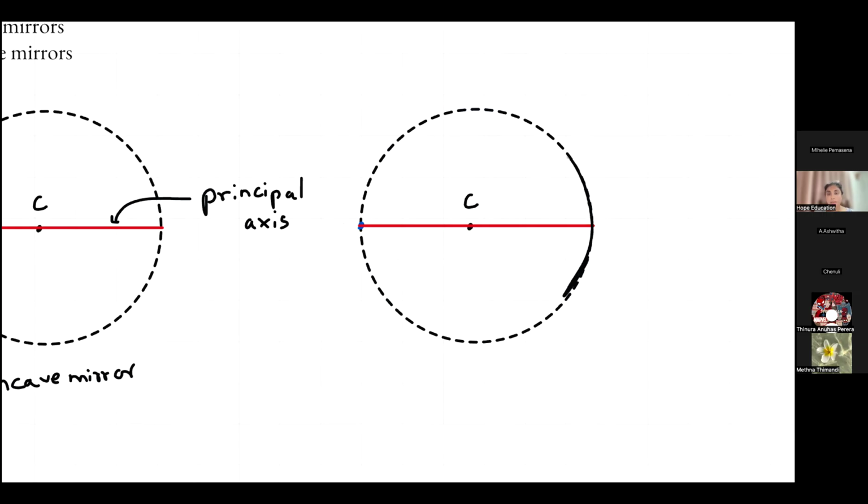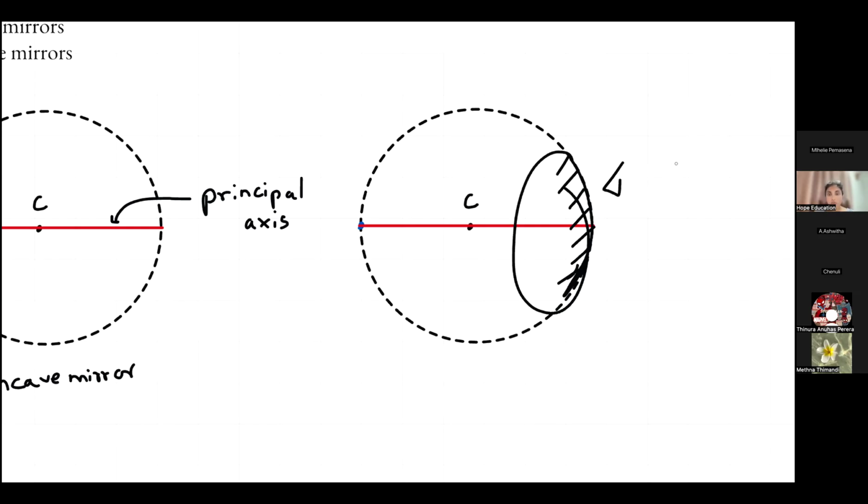I shaded this side. So this side is the mirror surface. Now this surface is curved outwards, no? So this mirror surface is curved outwards. Why? Because I shaded the inside part and this is the mirror part, and the mirror is curved outwards.